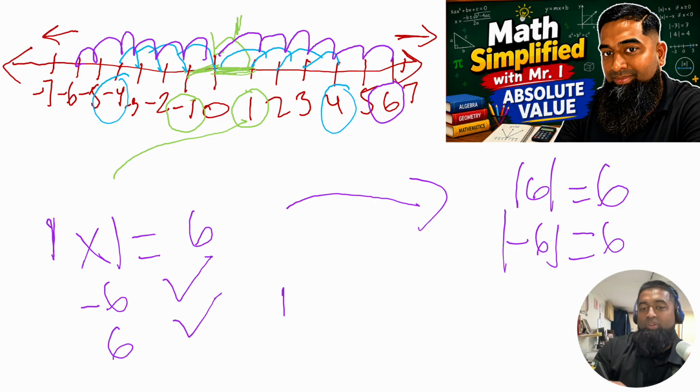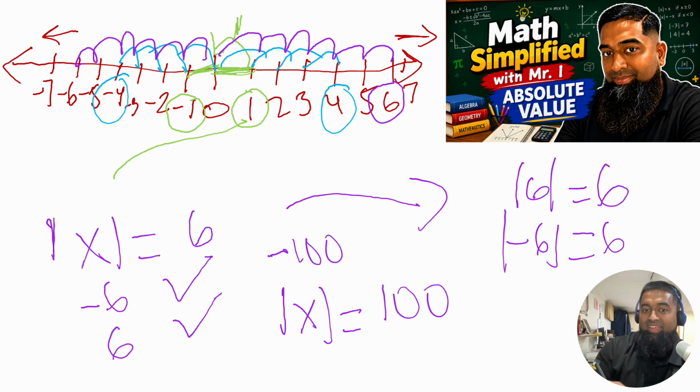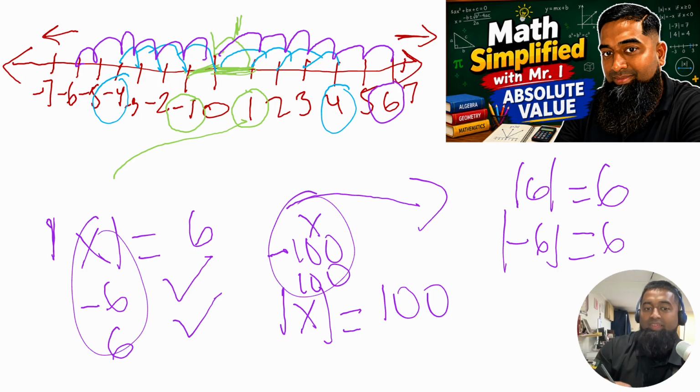If I told you what is the absolute value of x when it's equal to, let's say, 100, what is it going to be? Yeah, negative 100 or positive 100. X can be any of these. So if you really look at absolute values, it's how many place values it is away from 0. So whatever number it is.